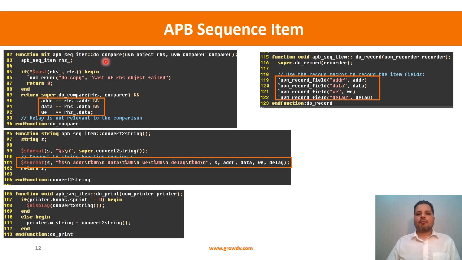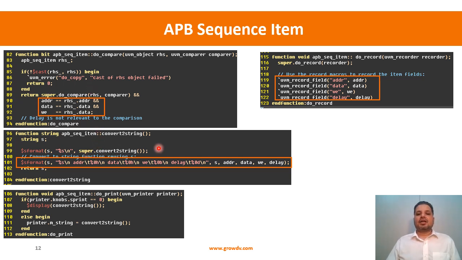So we have the do compare, and the process is similar. Then we do the casting check. Then we have the comparer, which is the policy checker for the UVM. We do the super dot do compare, and then we are not using that comparer at this point. We are just checking field by field. We don't need to compare the delay, right? So we need to compare only the fields that matter from the overall APB operation point of view. This is mainly going to get used in the scoreboard.